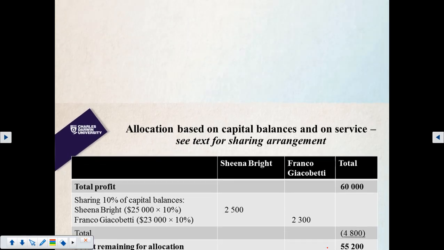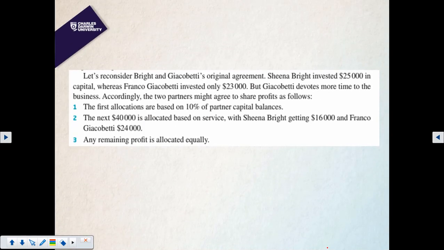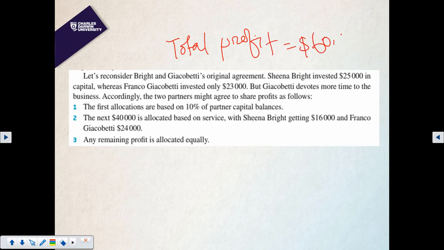The profit is $60,000. That's the missing information here. The total profit is $60,000. Two minutes time. So I want to distribute $60,000 between these two people, Sheena Bright and Franco. This is easy. So can you distribute this $60,000 to these two partners based on this condition?